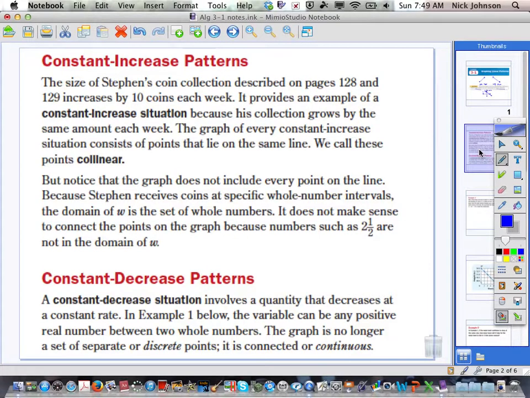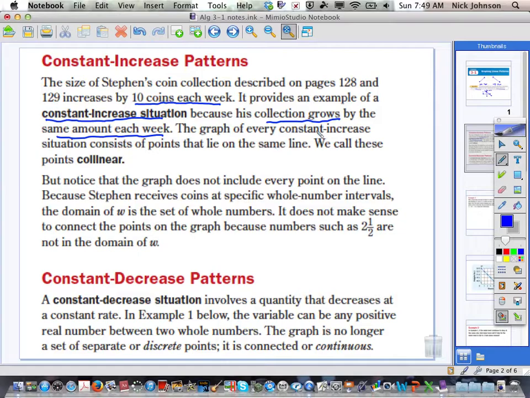So moving on. Constant increase patterns. The size of Stefan's coin collection described on pages 128 and 129 increases by 10 coins each week. So he started with so many coins, and then it grew 10 coins each week. It provides an example of a constant increase situation, because his collection grows by the same amount each week. How much did it go up by? Well, it went up by 10 coins.